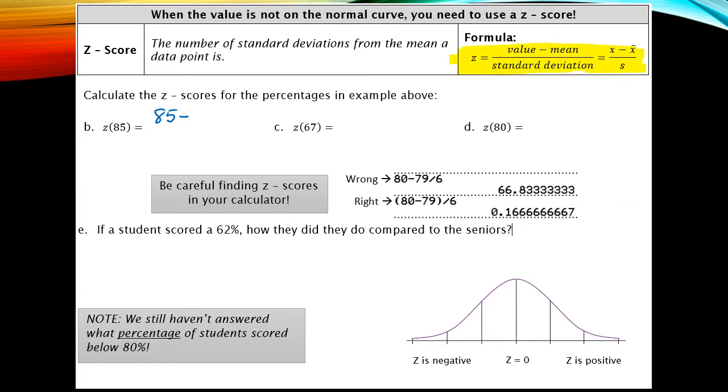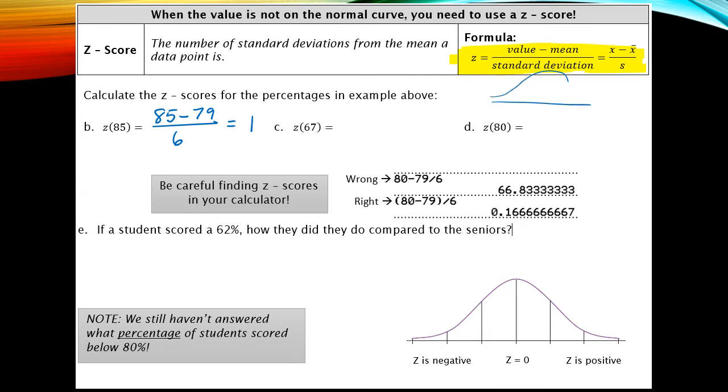And remember that we're going back to the previous problem. So the mean is 79. That part was already given to us. And then it told us that the standard deviation was 6. So if I do 85 minus 79 divided by 6, and you can put this in your calculator, it's going to give you 1.